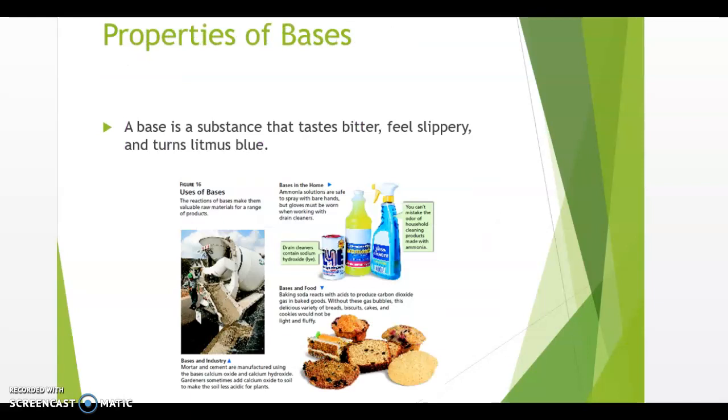Alright, bases. These are substances that taste bitter, feel slippery, and turn litmus blue. A good example, baking, we use carbon dioxide, which is a very common type of base, a very weak base. A lot of cleaning products have bases in them to begin with. Things like when you use mortar for bricks, that's a base as well. So, lots of different ways that we use bases.